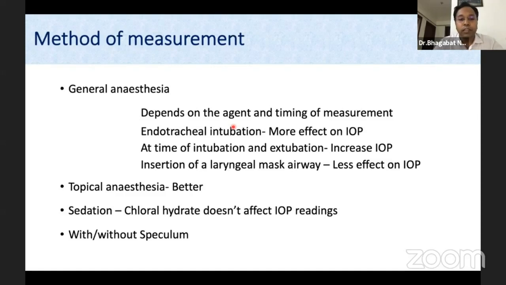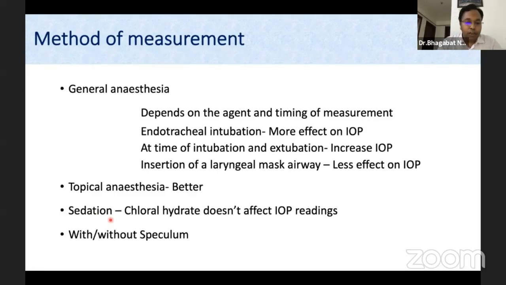What we usually do in examination under anesthesia is then measure the corneal diameter, and we should do the fundus evaluation. You should remember that at the time of intubation and extubation, the IOP increases due to sympathetic overactivity, and endotracheal intubation has more effect than the laryngeal mask airway, LMA. So if possible, if we can do it under LMA, that is better than endotracheal intubation. And topical anesthesia, like proparacaine, we use if the child is slightly cooperative, that is better. And in office procedures like in OPD, you can use chloral hydrate because it doesn't affect the IOP readings.